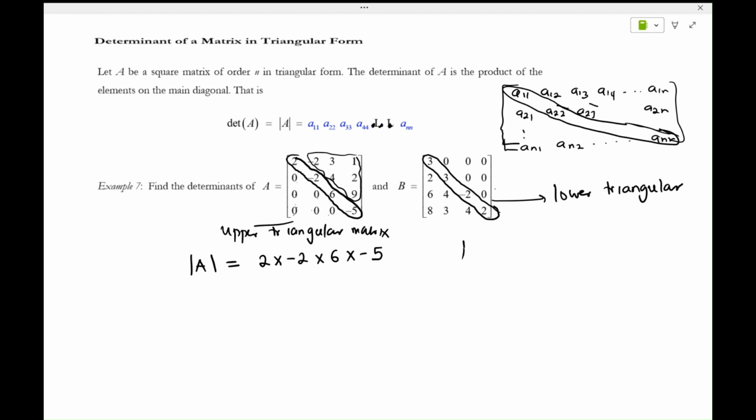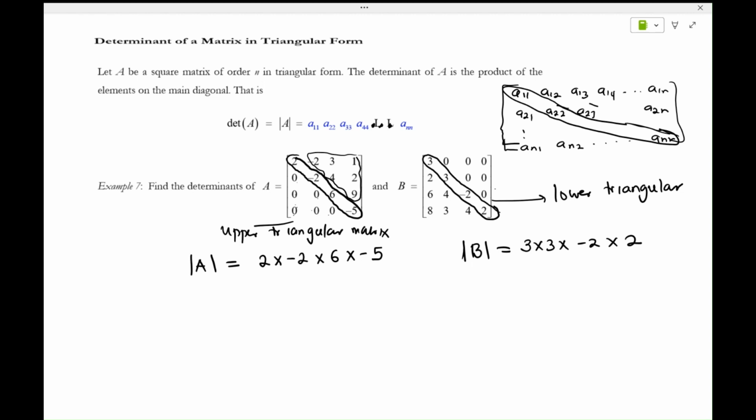If you want to find the determinant, it's simply: multiply 3 times 3 times -2 times 2. That should give us the determinant. So anytime you are given a matrix, it's okay to check: is it a triangular matrix? If it's a triangular matrix, just multiply the entries in the main diagonal. That should give us the determinant.